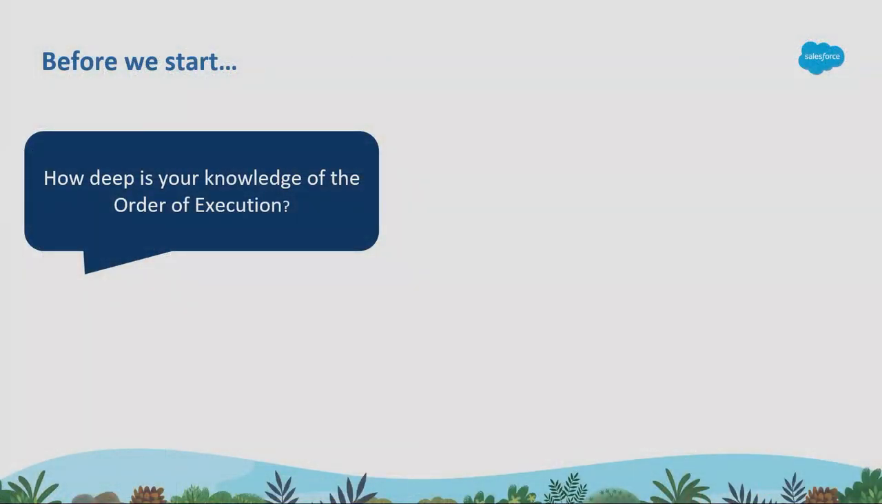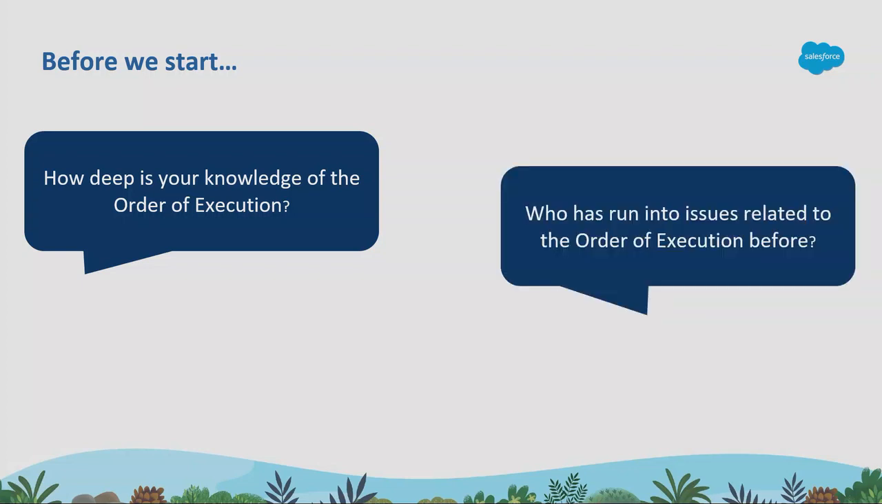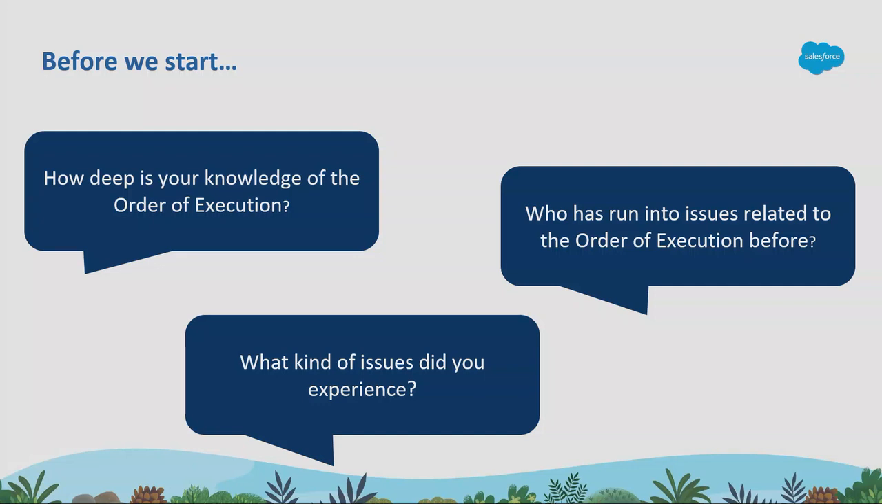So, for starters, who of you is actually deeper into the order of execution? Is there someone who has deep knowledge? Quick show of hands. Deep knowledge, average, starters. Okay, most of you have average knowledge. So have you run into issues that are caused by the order of execution before? Okay, I could have guessed. That's a rhetorical question. Can you give us an idea what kind of issues you experience? Just shout whatever you find.